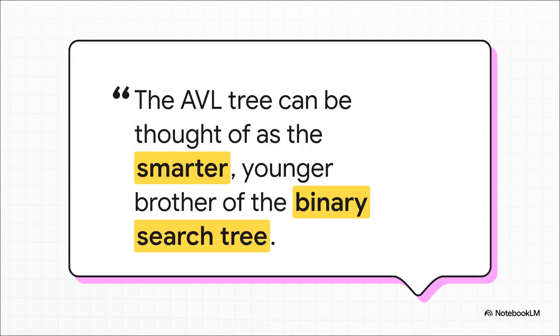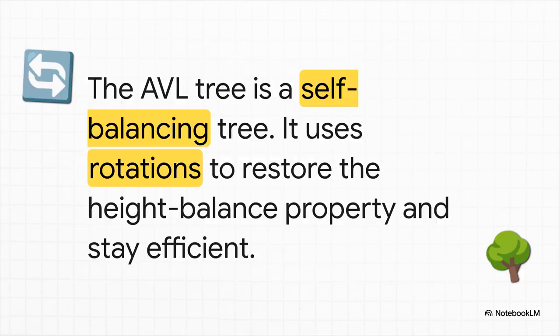And this is where the innovation just keeps going. Computer scientists saw this problem and, of course, they invented a solution. And I absolutely love this description. The AVL tree, it's the smarter, younger brother of the binary search tree. So what makes it smarter?